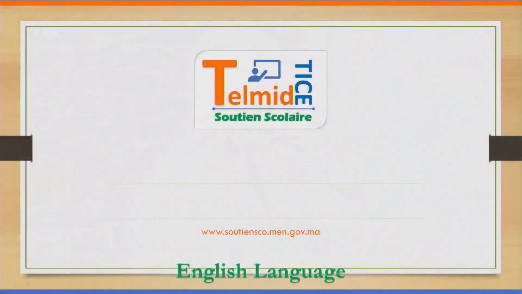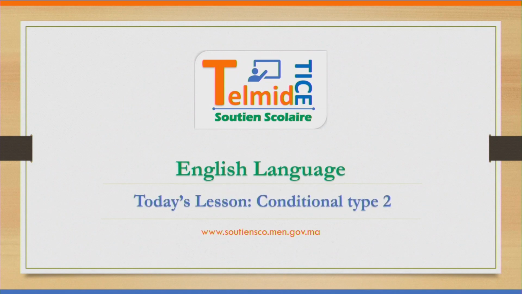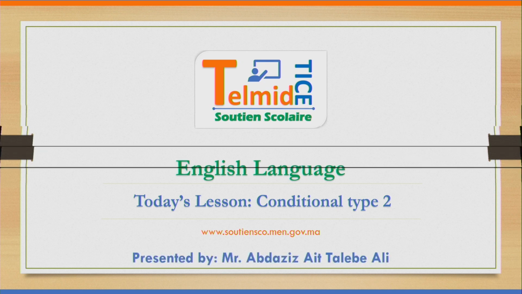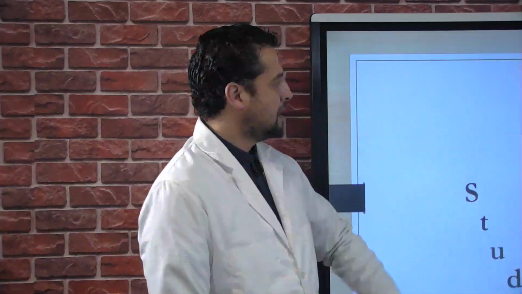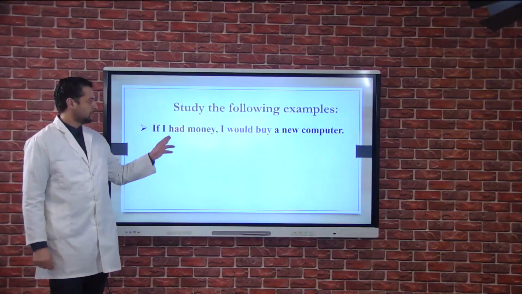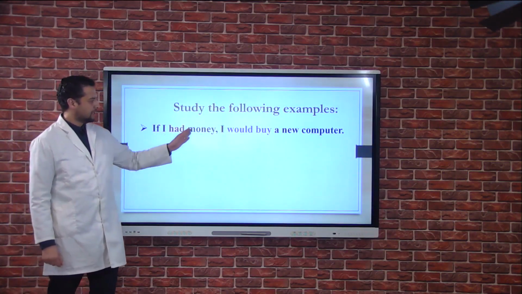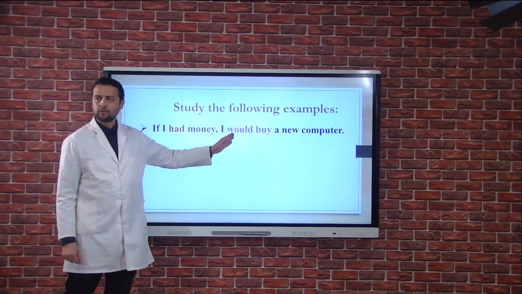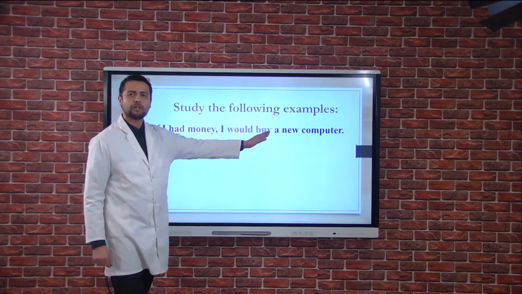Concerning today, we're going to have a lesson about the conditional type 2. As you can see here, I'm asking you to study the following examples. Let's have a look at the first one here. We have here: if I had money, I would buy a new computer.